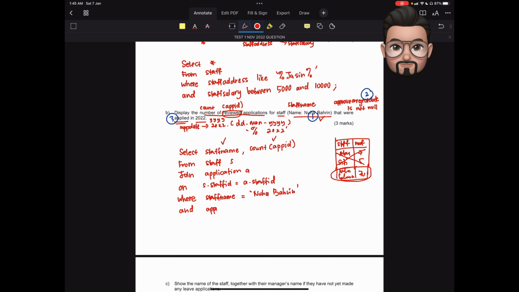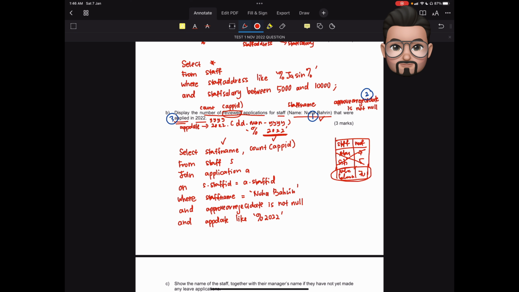And the second one, approved or rejected is not null. And another condition is it must be applied in 2022. Add date like anything 2022. Because like I said, 2022 is part of the date.